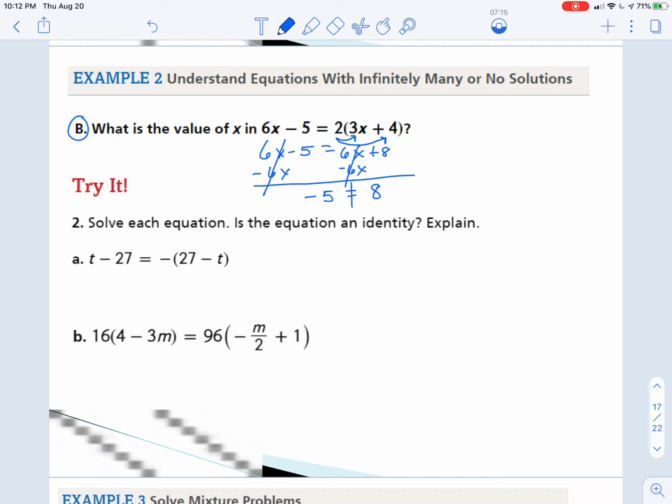That is not equal. And when you have a situation like this, we basically say there is no solution for x in this particular equation. And by doing this math and you end up with an inequality like that, then we know there's no solution for this. Negative 5 does not equal 8, so we call this no solution. That means that there's no value of x that will make that equation true.